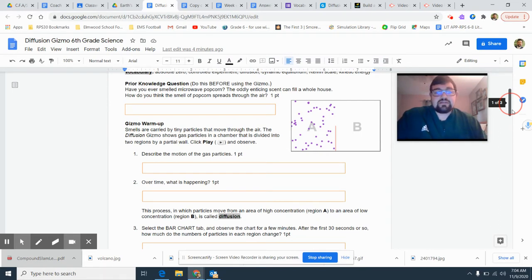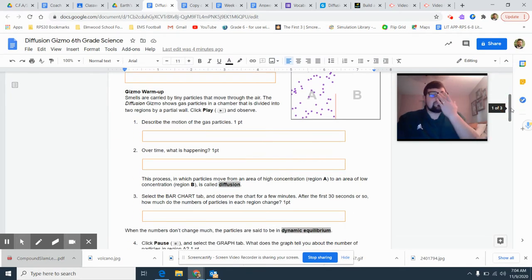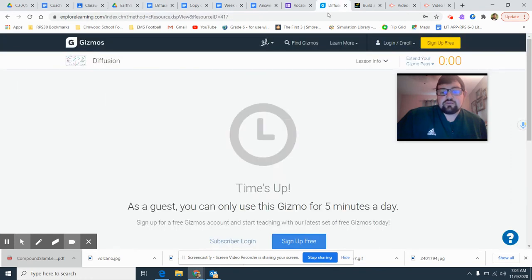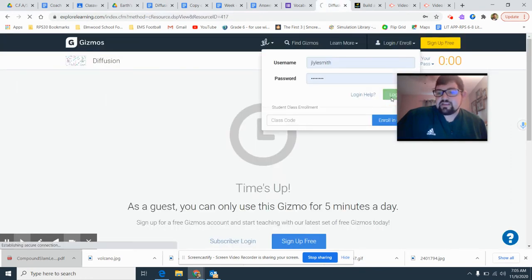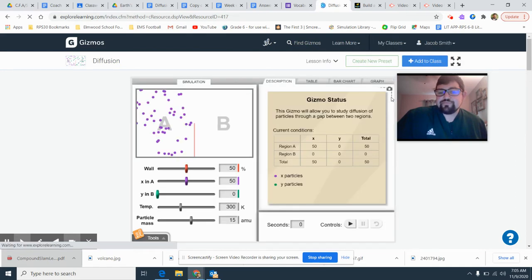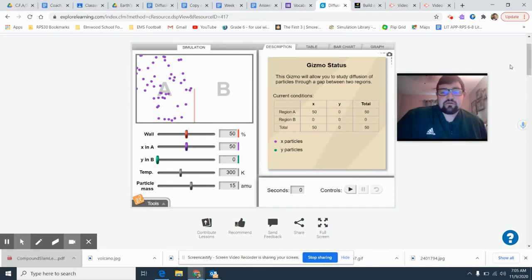Okay. And then there's a warm up. And so the warm up is designed to help us understand how the gizmo works. And so the description talks about smells. And then for the warm up, we're going to actually go to the gizmo. And so the gizmo, well, I need to log in because it thought I was a guest. So if that happens to you, you'll need to log in. And the gizmo is going to look like this, right?